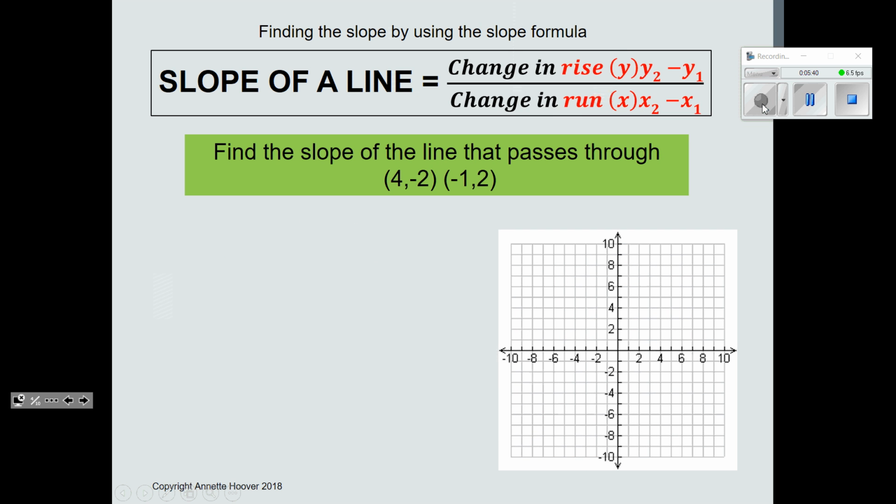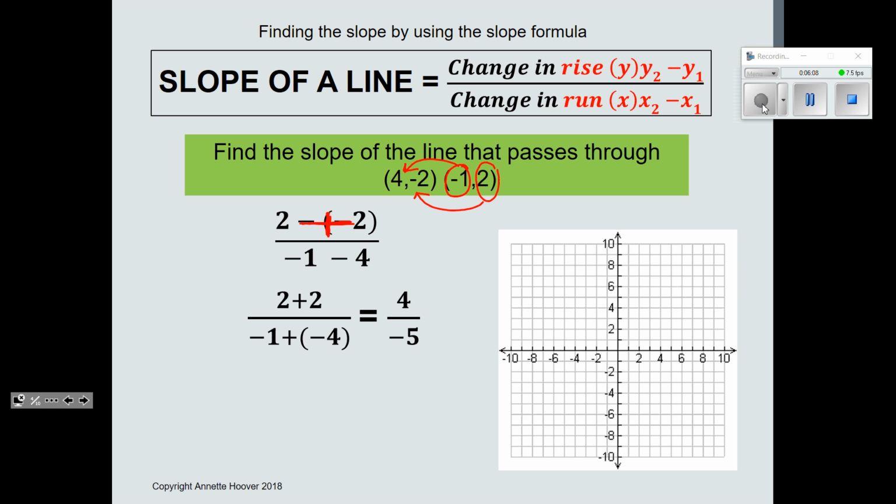Okay, let's try it again. Subtract the y's on the top, and the x's on the bottom. So when I set this up, I decided to put this 2 first, 2 minus a negative 2. So when I set up the x's, I have to do the negative 1 minus 4. Subtract the y's on the top and the x's on the bottom. This becomes a giant plus sign. So on top, I have 2 plus 2, and on the bottom, I have negative 1 plus a negative 4, which would be a negative 4/5 when you add it together. So our slope is a negative 4/5.